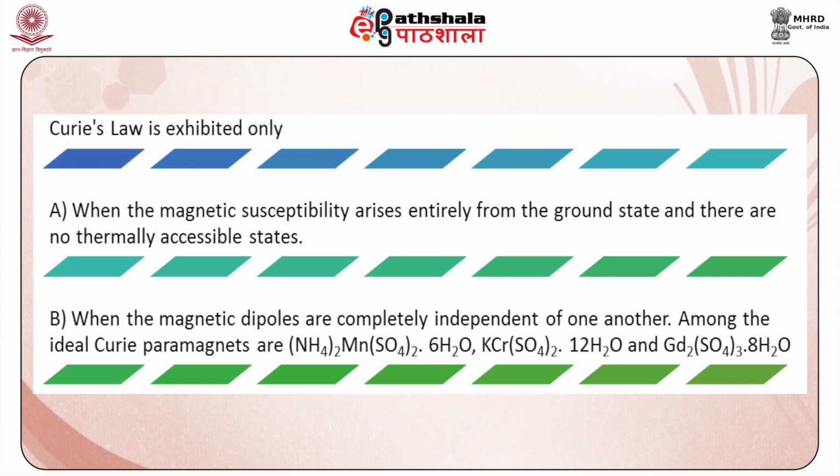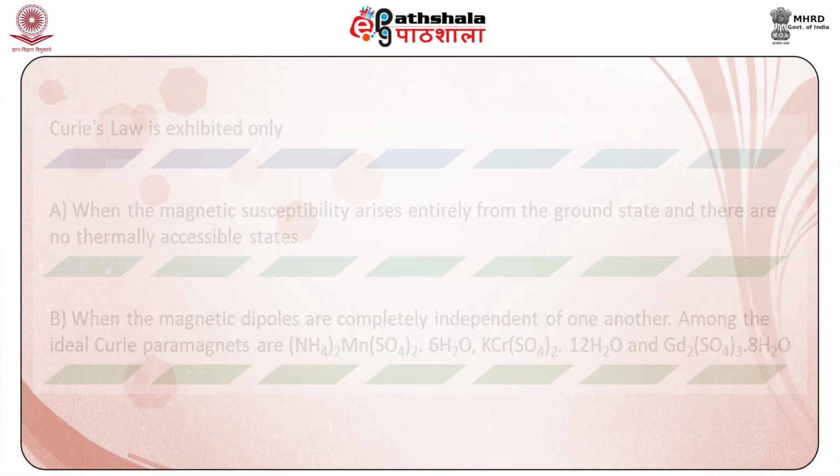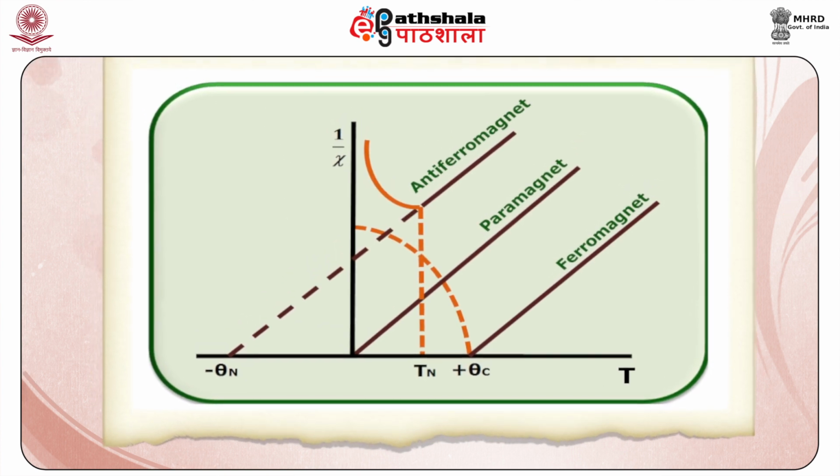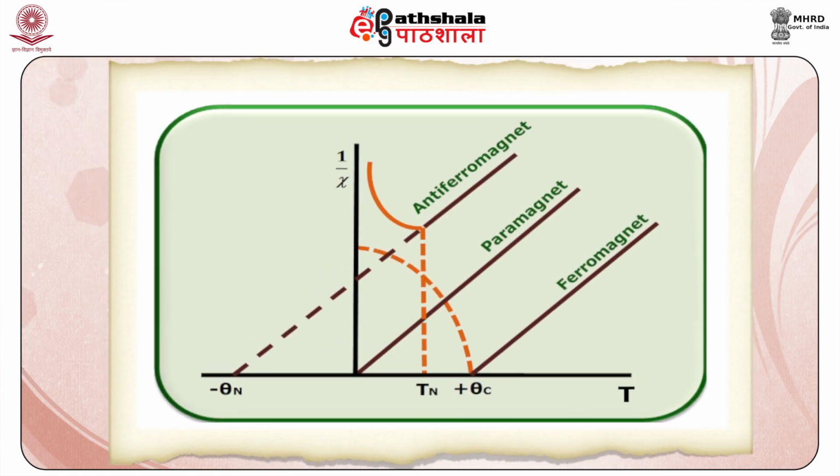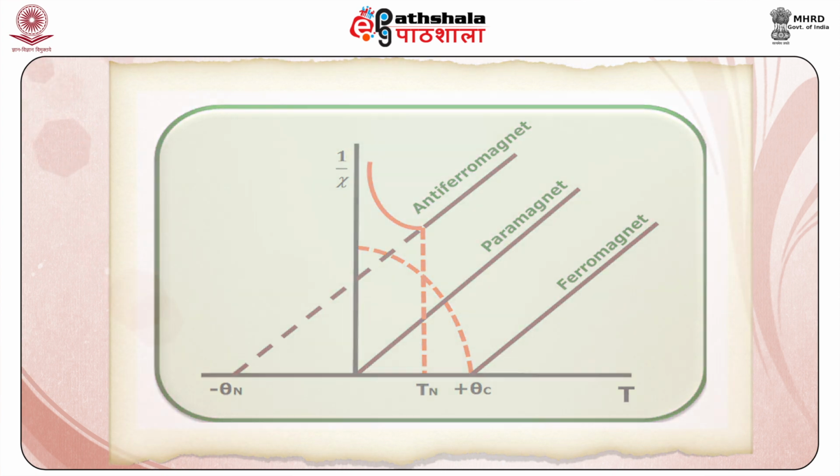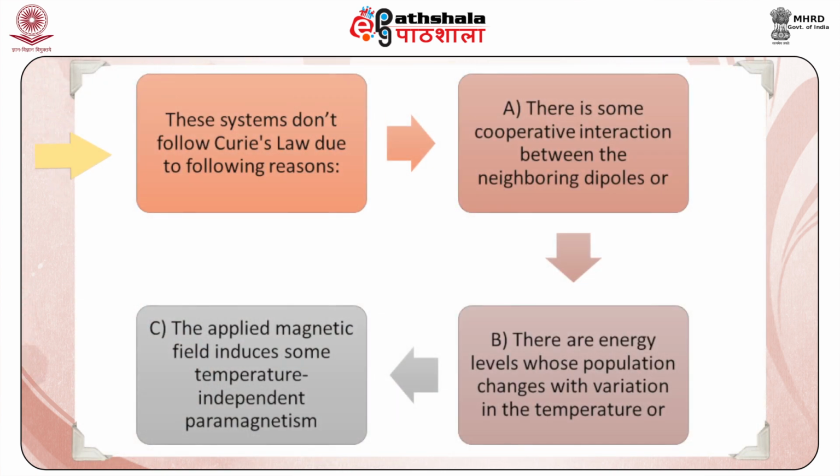Unfortunately, it has been observed that more accurate magnetic measurements lead to greater deviations from Curie's law. For many systems, a plot of 1/chi versus T gives a straight line, but the intercept is non-zero on the temperature axis. These systems do not follow Curie's law due to the following reasons.